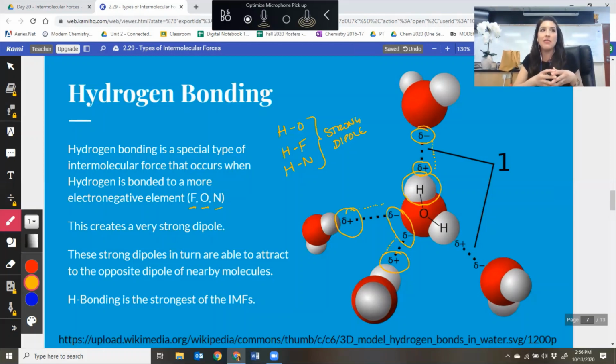And in turn, these hydrogen sides are attracted to the oxygen sides of nearby molecules. And so you have this growing lattice, this growing network of connections on all ends of water, causing it to be very strongly attracted to other water molecules. And this accounts for many of the different properties of water that we'll discuss a little bit later. So hydrogen bonding is the strongest of all the intermolecular forces. And again, it only occurs when you have hydrogen bonded to one of these highly electronegative elements, F, O, or N. I like to think of it as hydrogen bonding is fun, not quite fun, but F-O-N.